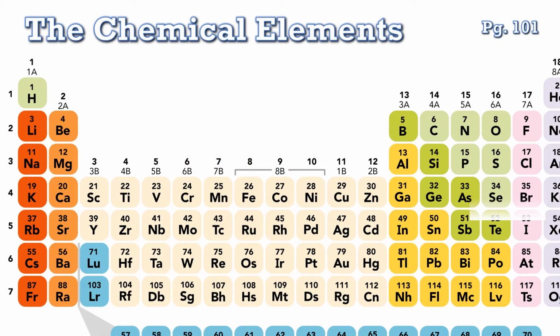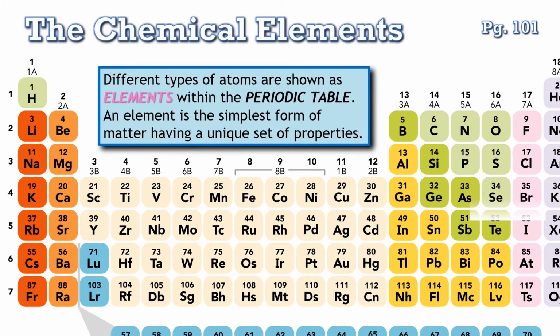Now, if we look at the chemical elements arranged in the periodic table, we recognize that every one of these elements is a different type of atom. And we define an element as the simplest form of matter that has its own unique set of properties. So for example, for carbon, one of its unique properties is that it can form diamond. There is no other element that can form diamond, which is the hardest naturally occurring substance on planet Earth.